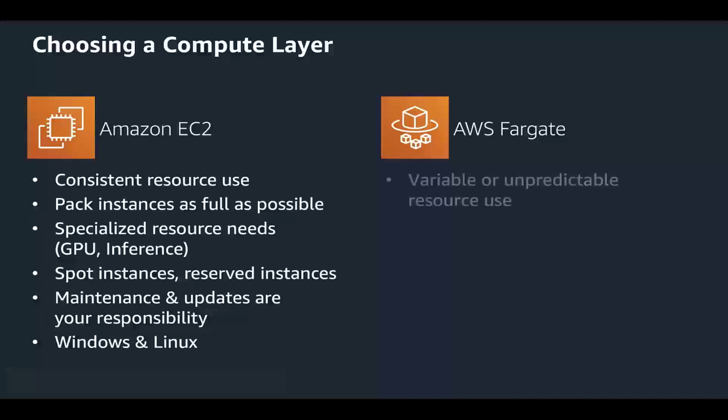On the other hand, if your workload is highly variable, look at Fargate first. With Fargate, you don't need to allocate CPU or memory capacity ahead of time. When you start a container, Fargate allocates the CPU and memory resources that the container needs. This makes Fargate the optimal choice for workloads that have variable or unpredictable resource usage.